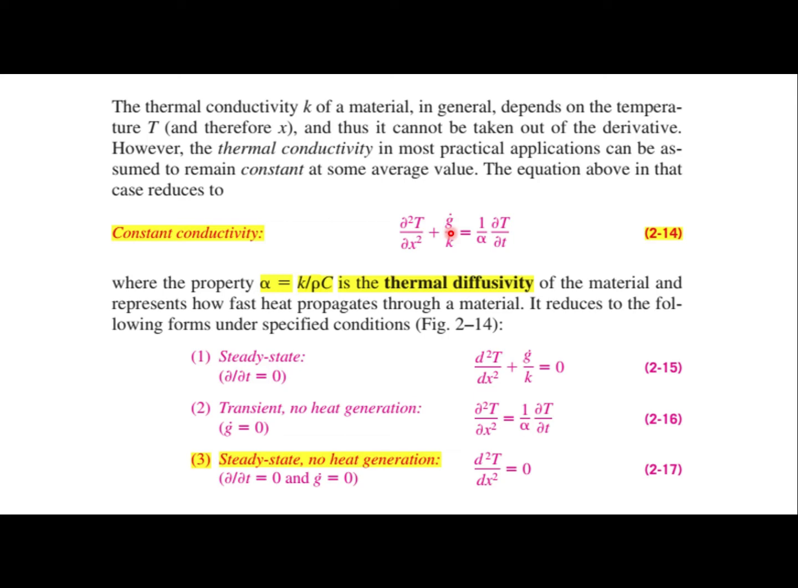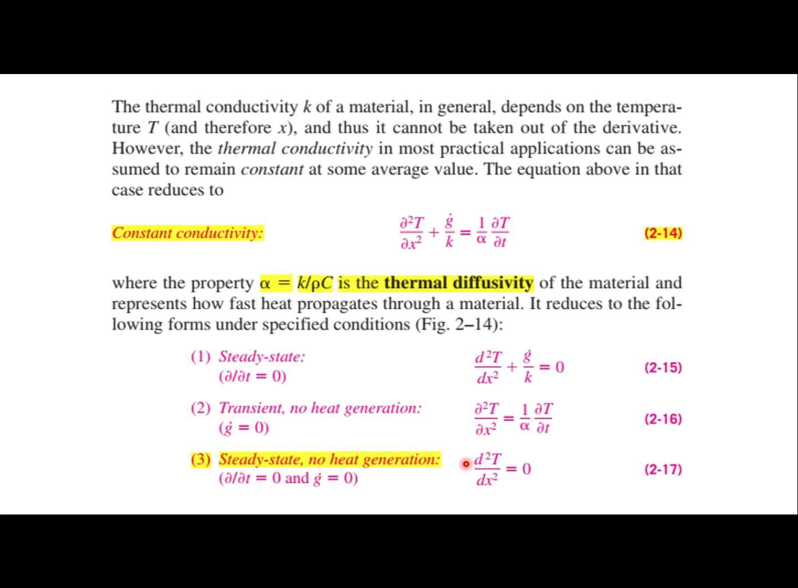So the steady state heat conduction in one dimension through a plane wall would be represented by this equation, that is d square T over dx square is equal to 0. One thing that is very important to understand is that in this equation we mentioned the delta sign, and in this equation I have mentioned the d sign.